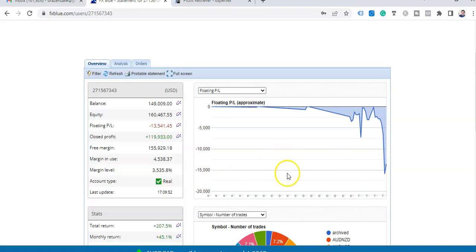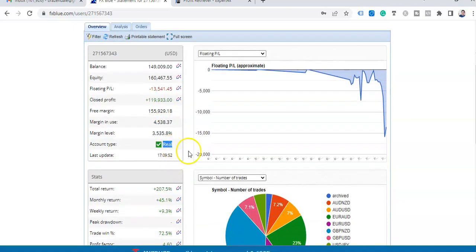But as long as your account is big enough, as mine is for this robot, you don't have to worry. Sometimes the market will turn and you will cash in. And I've got my other robots also still running at the moment, so they're making profits all the time. You can see it is a real account, but this is a cent account.